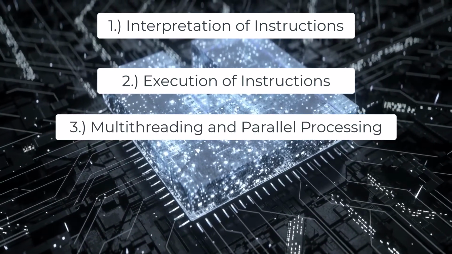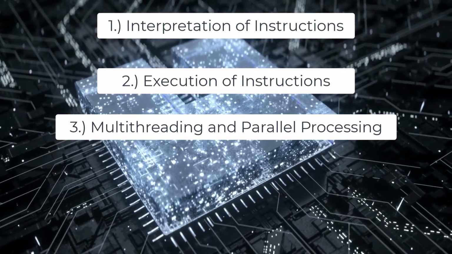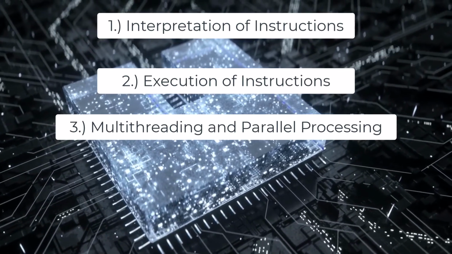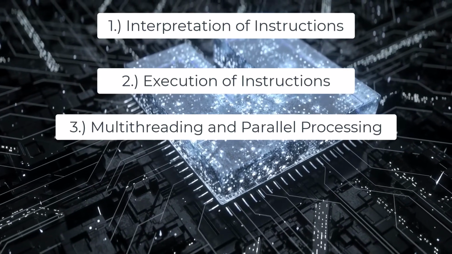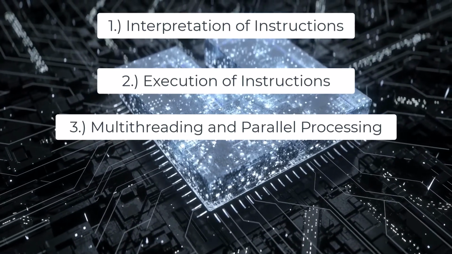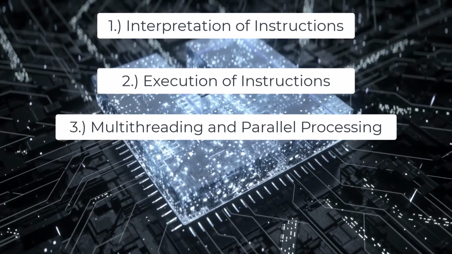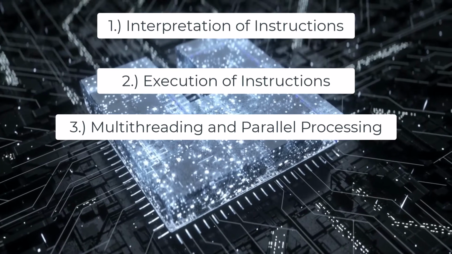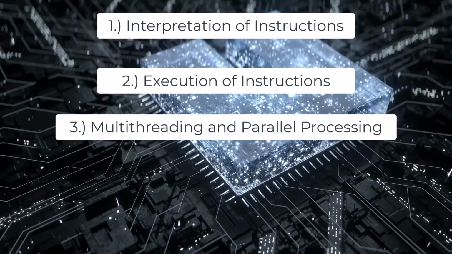3. Multithreading and parallel processing. Modern CPUs often have multiple cores, which enable them to perform multiple tasks simultaneously. CAD software that supports multithreading can take advantage of these cores, distributing the workload across them. This allows for faster processing and improved performance, especially when working on complex designs or performing computationally intensive simulations.